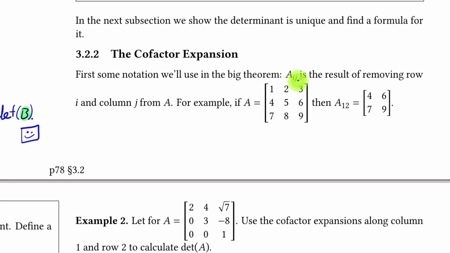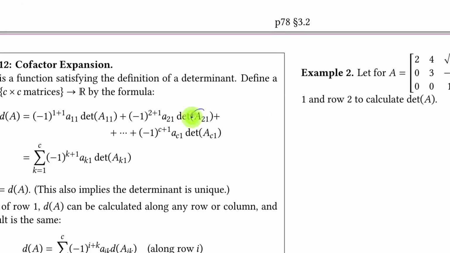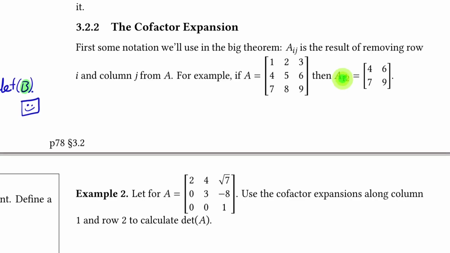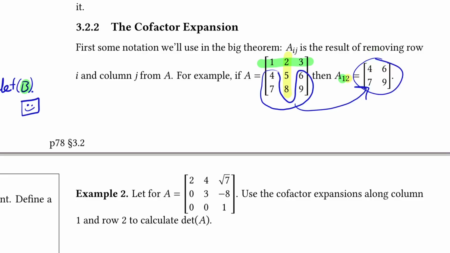What does this a sub ij mean that shows up here? That means the result of taking your square matrix and removing row i and column j from A. So, for example, if this says A sub 1, 2, then we're removing row 1 and column 2, and everything that's left over is a 2 by 2 matrix with the entries that you didn't remove. So that's what that means.